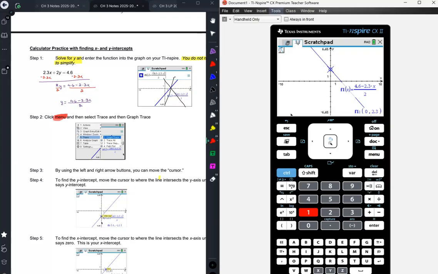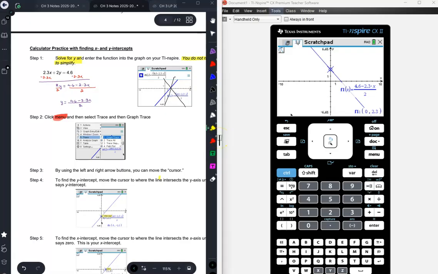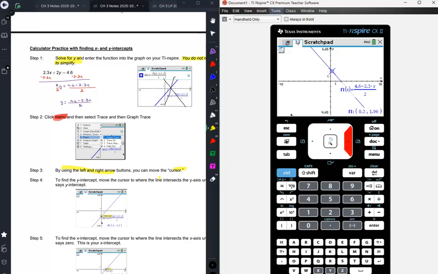Okay, now, back to the notes. By using the left and right arrow buttons, you can move the cursor. So look, if I keep pressing the right arrow button, don't do it too quickly, go one at a time, you can move the cursor. The point where I am now has coordinates. You can see bottom right of your screen, 0.6, 1.61. Keep clicking the right arrow button one by one, and look, your cursor moves. Don't go too fast.